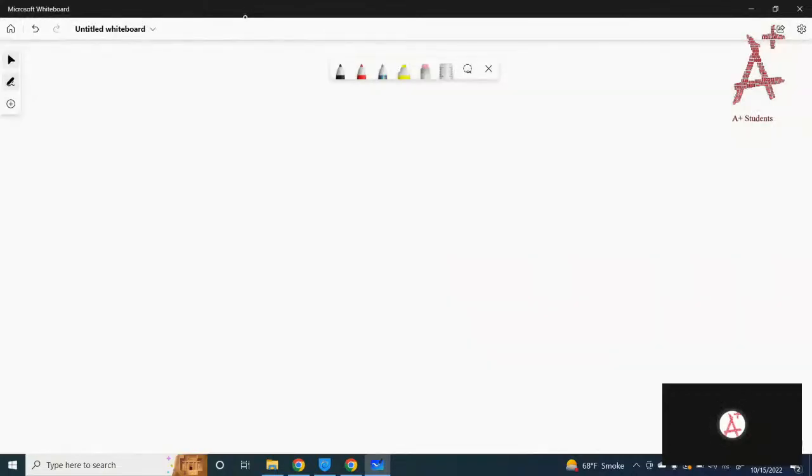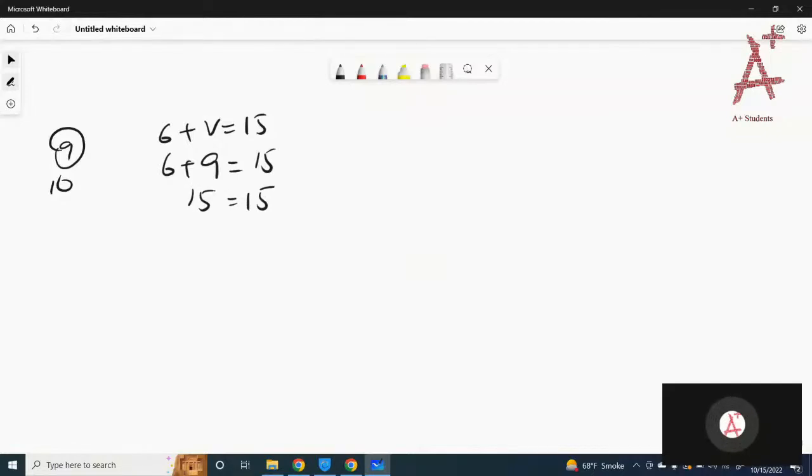The next one is 6 plus v equals 15. You are given two of the options. The options are 9 and 10. Let's just check for the first one. 6 plus 9 is 15. So both sides of the equation are equal. So 9 is the solution of the equation. Got it?